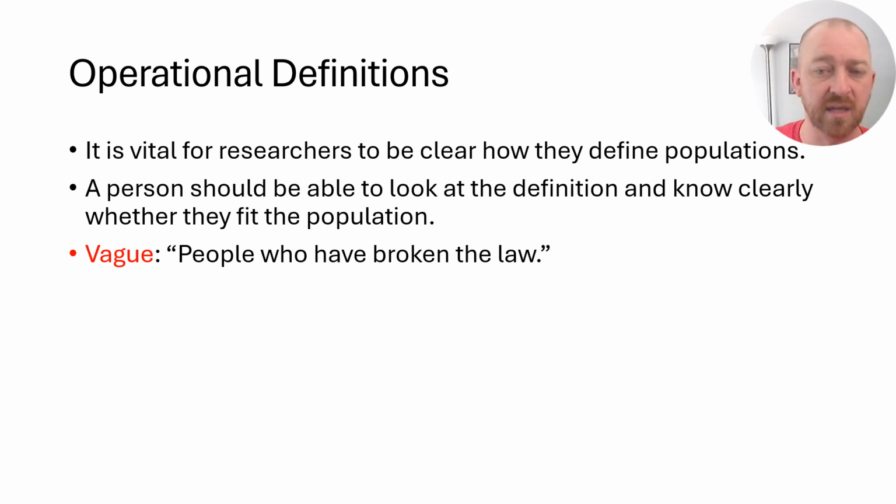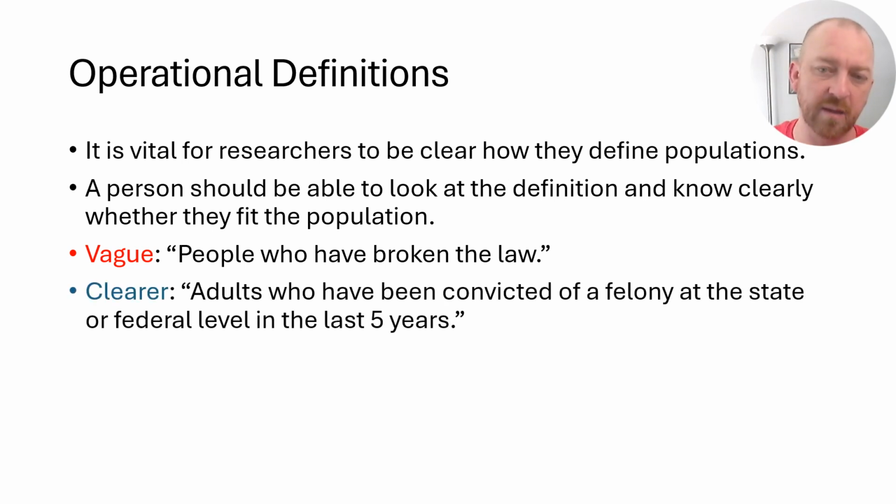When you can't tell if you're part of the population that they want in their study or not, that's a very vague and terrible description. So let's see if we can make it clearer. If I said something like, I'm interested in my study in adults who have been convicted of a felony at the state or federal level in the last 5 years, now that should be very clear whether you fit into that population or not.